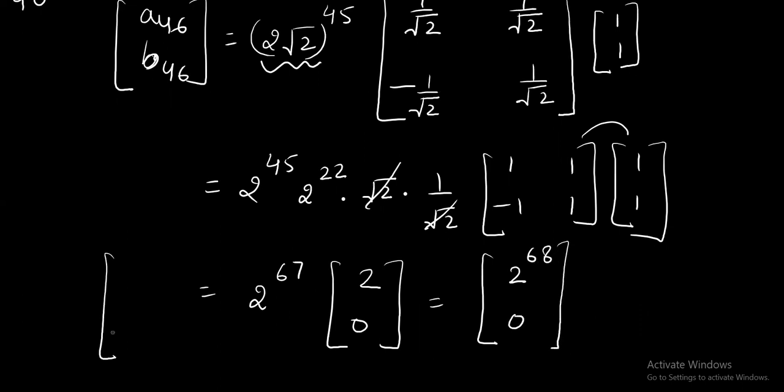This is the matrix A, n. N means here we have taken it as 46, B 46. Well, I'm interested only in calculating A 46. So I calculated it and I got A 46 as 2 power 68. Had they asked B 46 in the question, I would have written my answer as 0. But that is not what is asked.